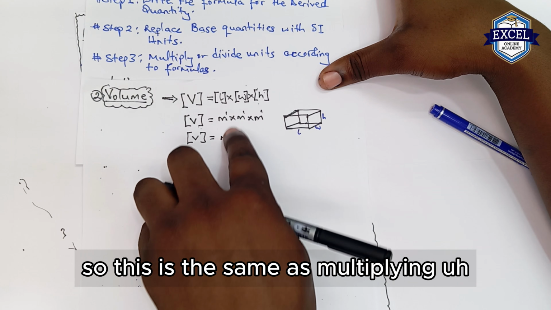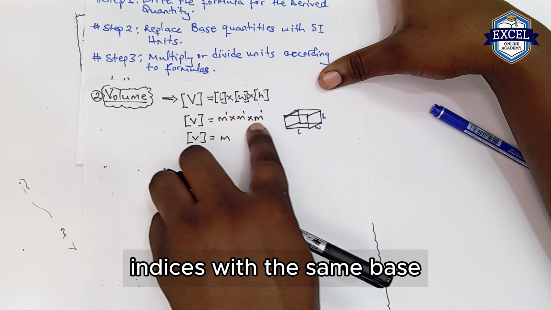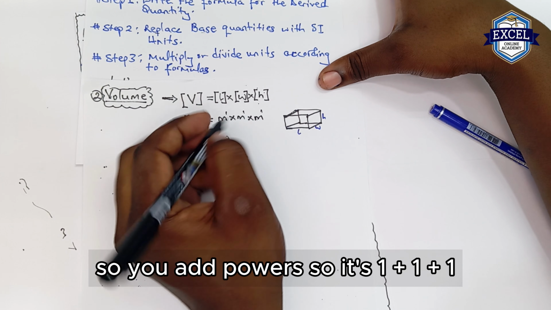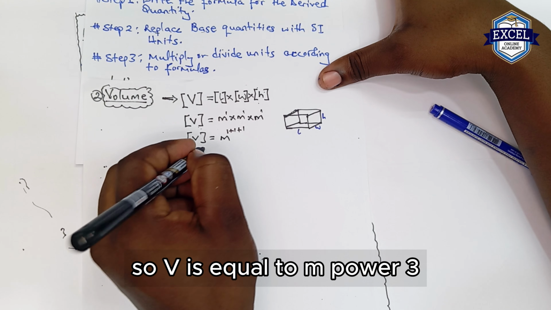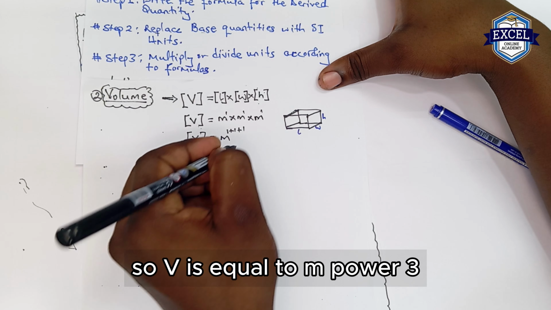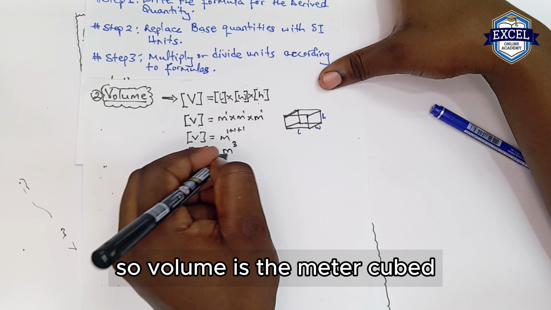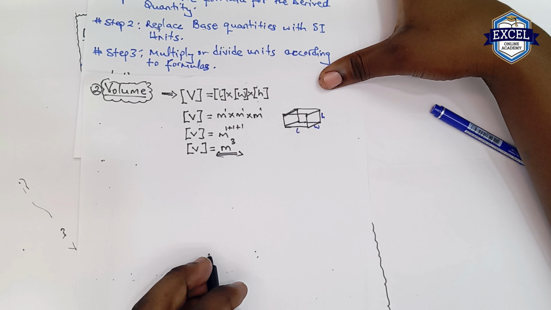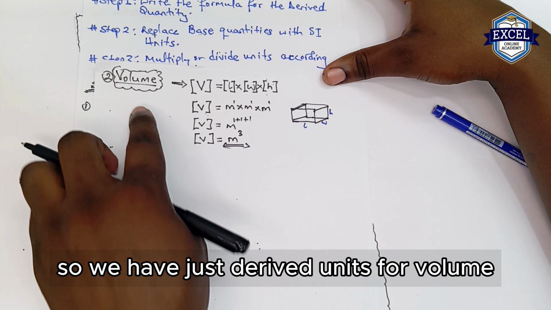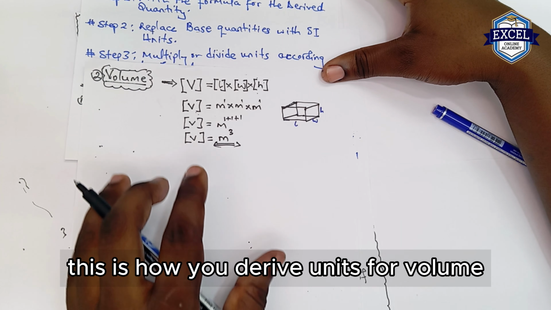So this is the same as multiplying indices with the same base. So you add powers, so it's 1 plus 1 plus 1. So V is equal to M power 3. So volume is the meter cubed. So we have just derived units for volume. This is how you derive units for volume.